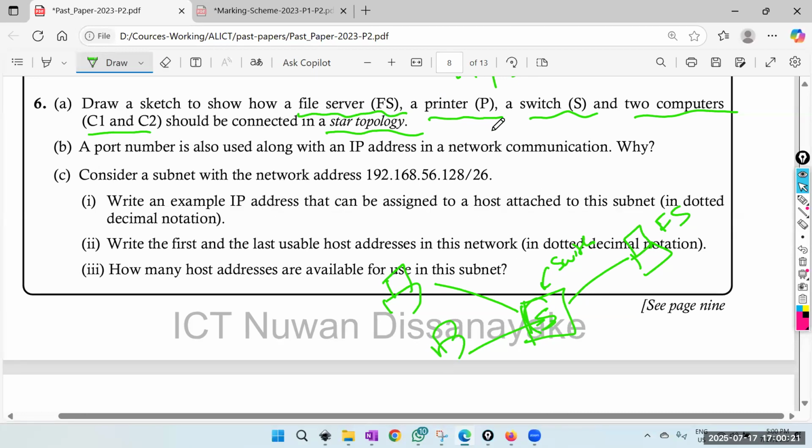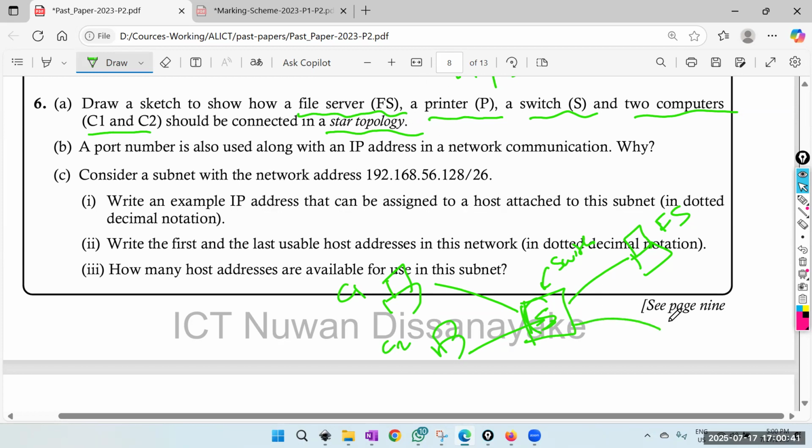You can call them C1 and C2. And the printer, you can connect to one of the machines or you can directly connect it to the switch. Because you have the switch, we can even connect it to the printers. You can connect it to the switch also because the printer has its own MAC address and so on.